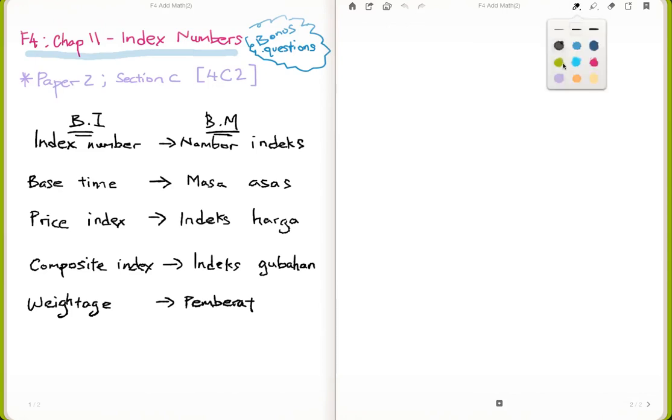Now, to start out, as in our usual lecture class, index number is all about what? In percentage. Say for example, today you buy a cup of coffee that costs you maybe 10 ringgit. I know it's a very expensive coffee.